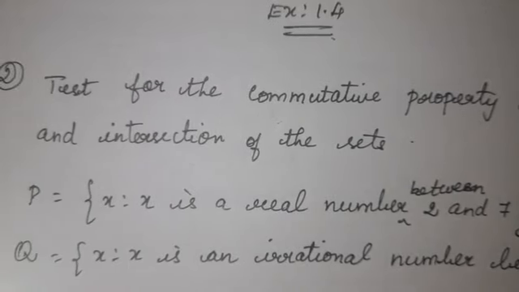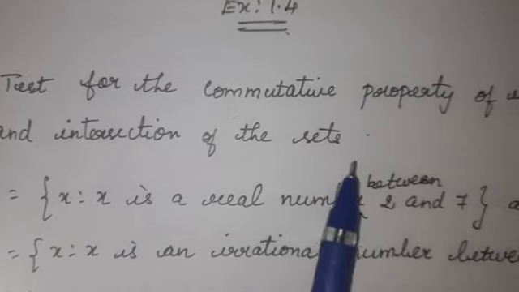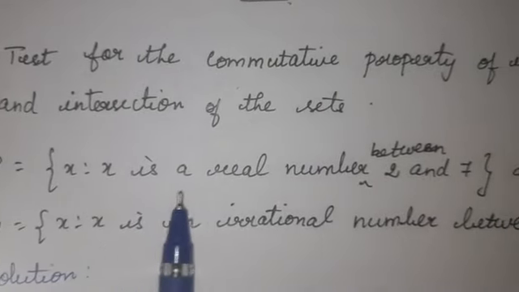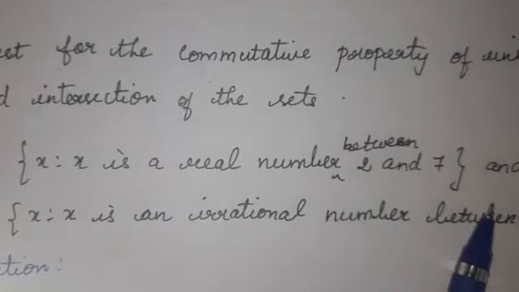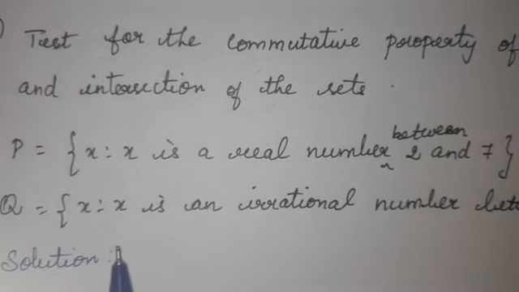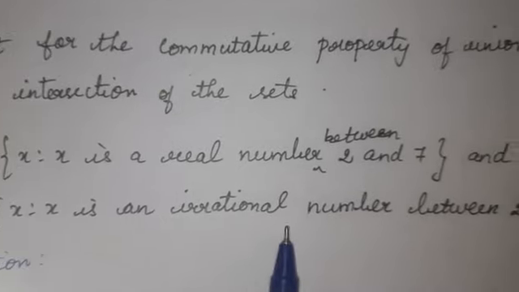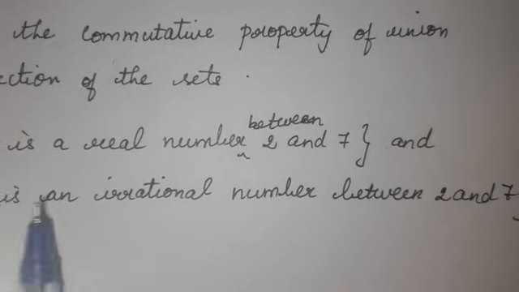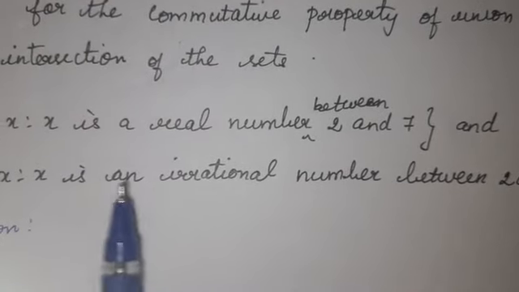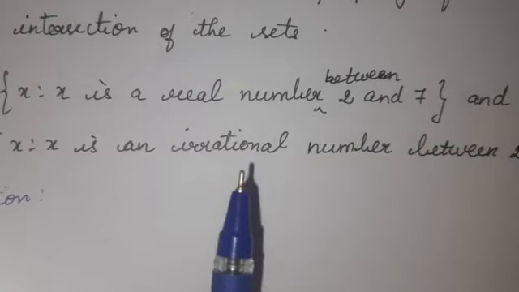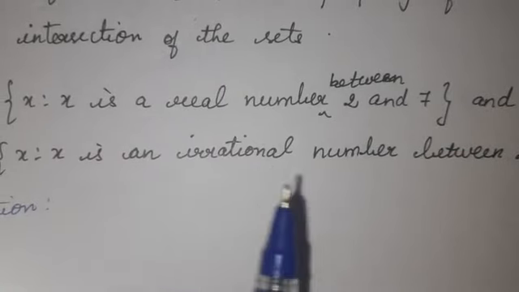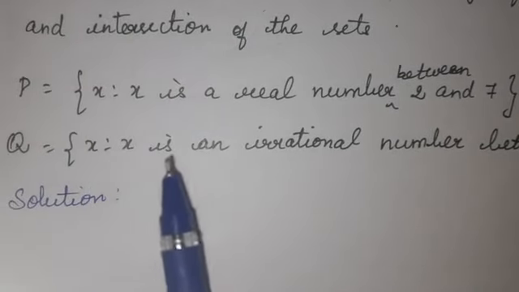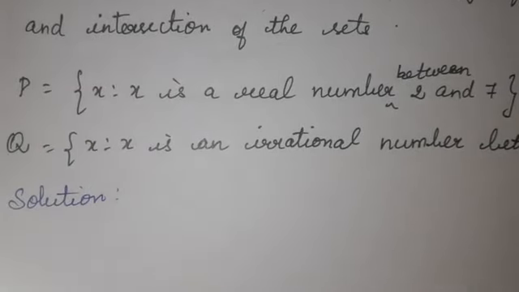Exercise 1.4, second question. Test for the commutative property of union and intersection of the sets. P is equal to {x such that x is a real number between 2 and 7} and Q is equal to {x such that x is an irrational number between 2 and 7}. Our question is to verify the commutative property of union and intersection of sets. The P set and Q set are given in set builder format, so we should convert them into roster format.